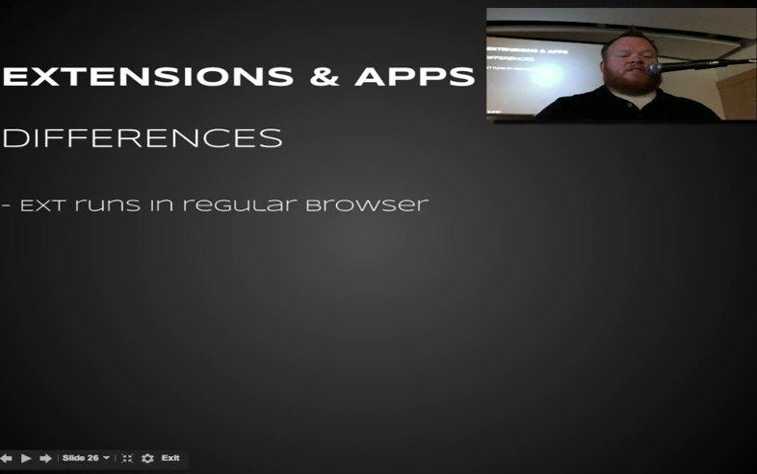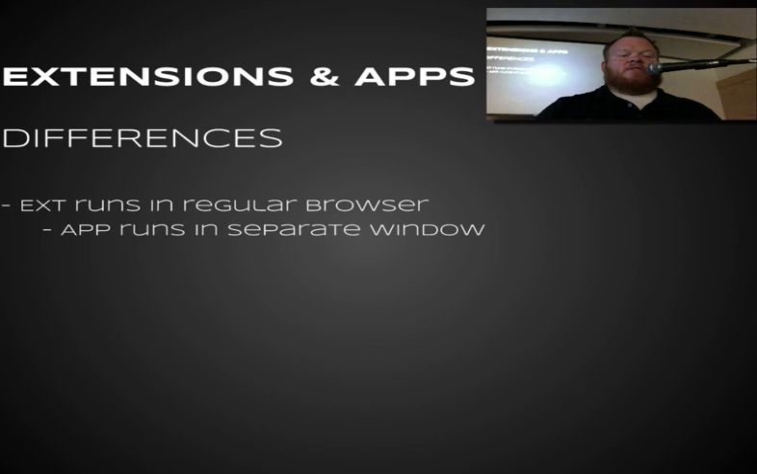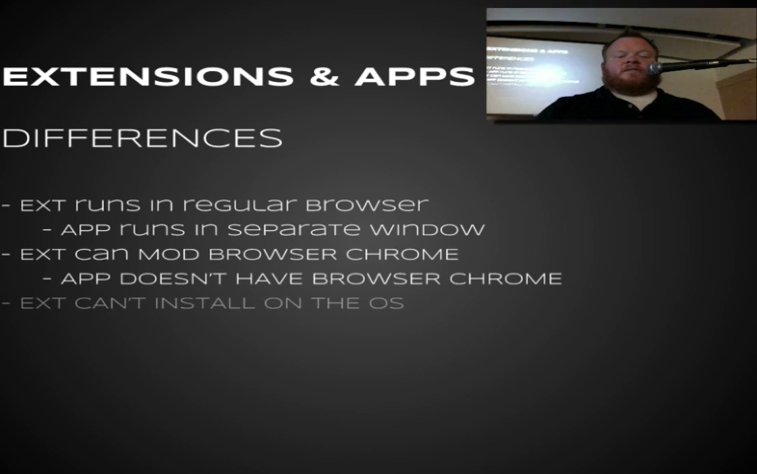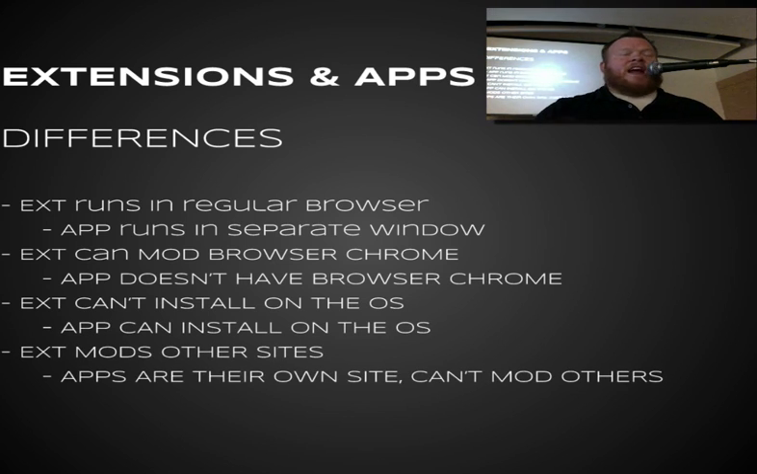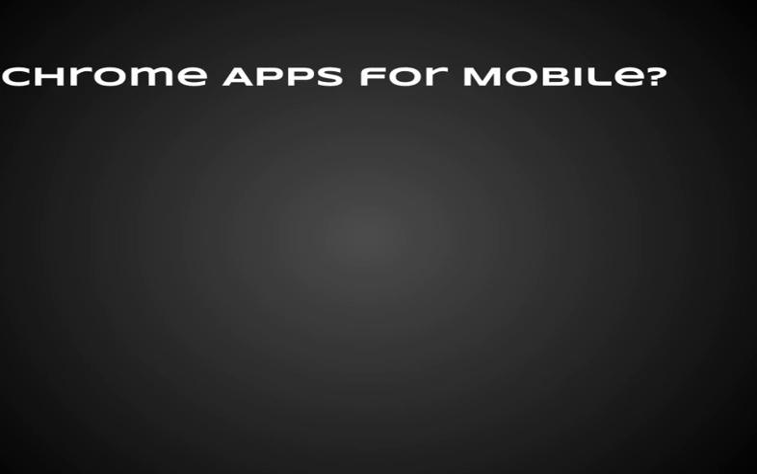Also, the difference is an extension runs in a regular browser, apps run in separate windows. Extensions can mod your Chrome window, apps can't. Extensions can't install on the OS, apps can. Extensions mod other sites, and apps are their own sites, so they can't mod other sites. So those are kind of the differences. So that's Chrome apps and Chrome extensions, okay?